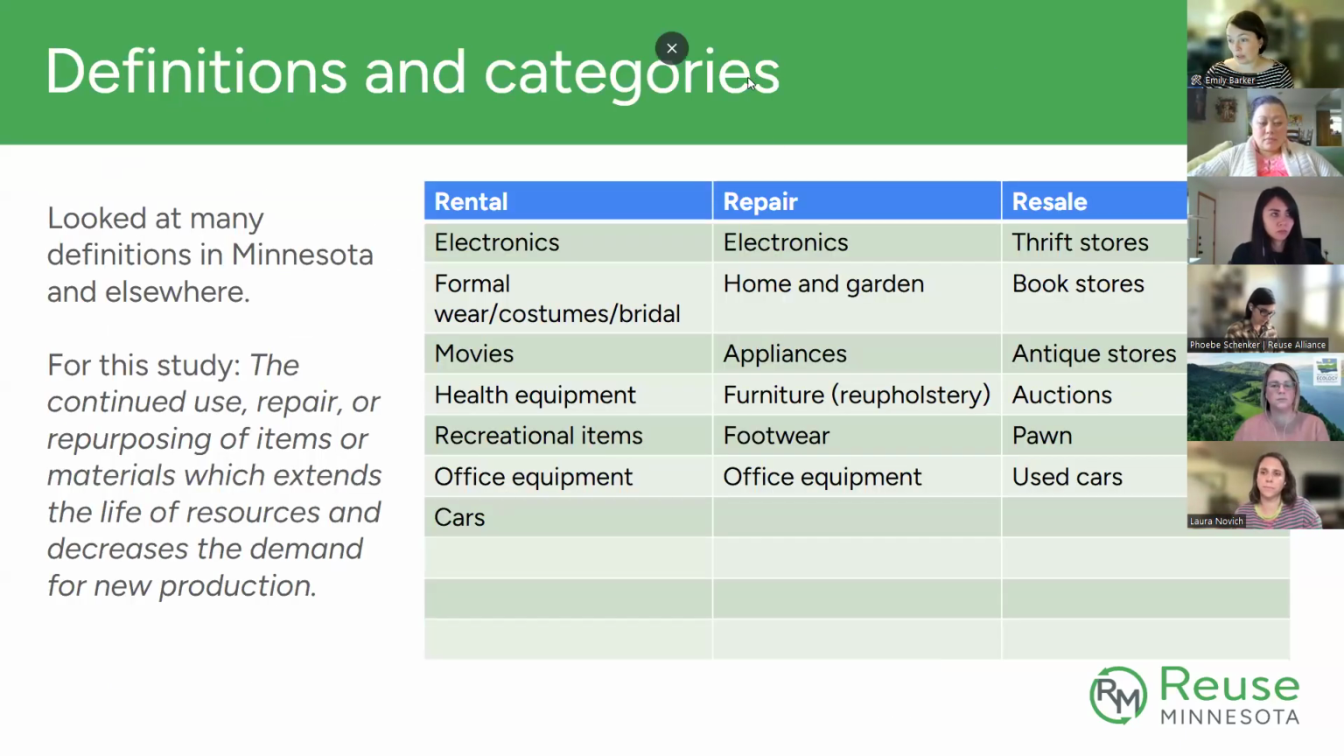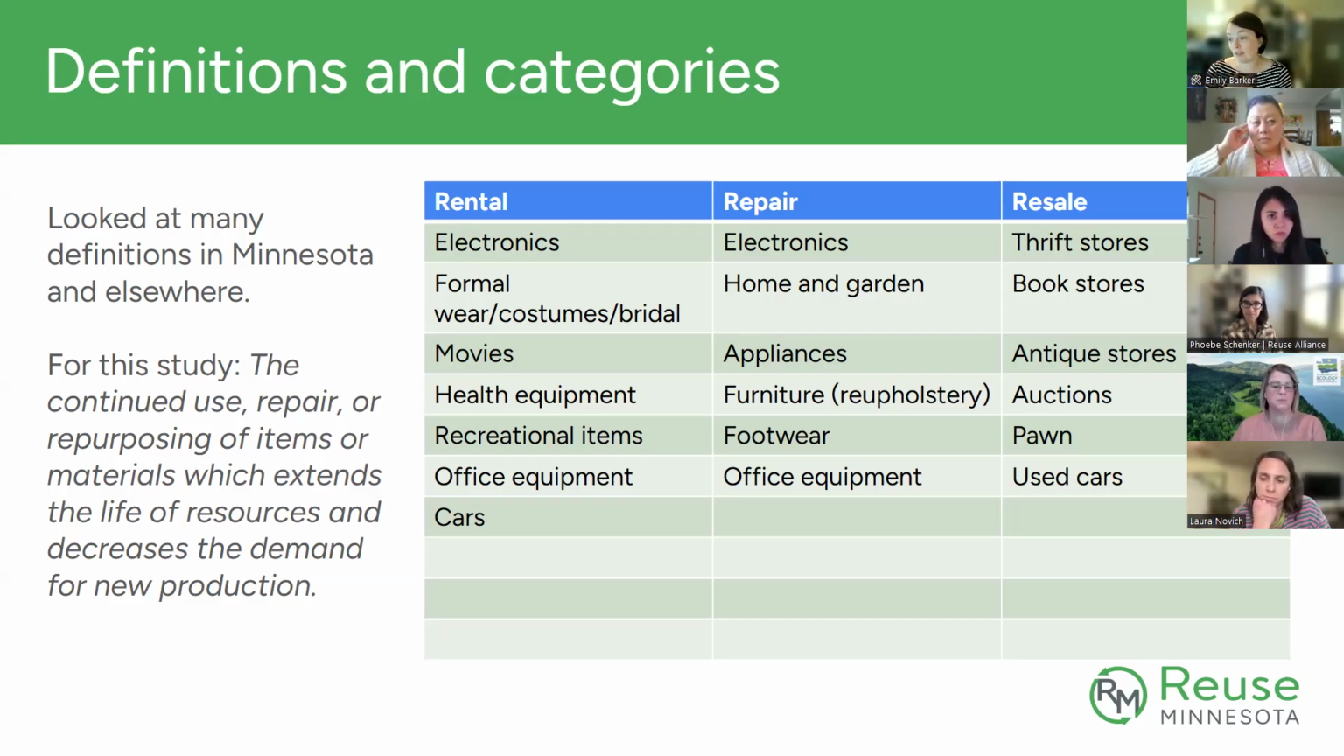When we did the 2022 study, which is the one that I was involved with, we wanted to look at the definitions of reuse and what the categories were. And so we looked at a lot of definitions, and I think some of our presenters today may talk about that, like how you calculate impact. You have to have a starting point, right? You have to know, are we talking about the same things, and make sure we're on the same page.